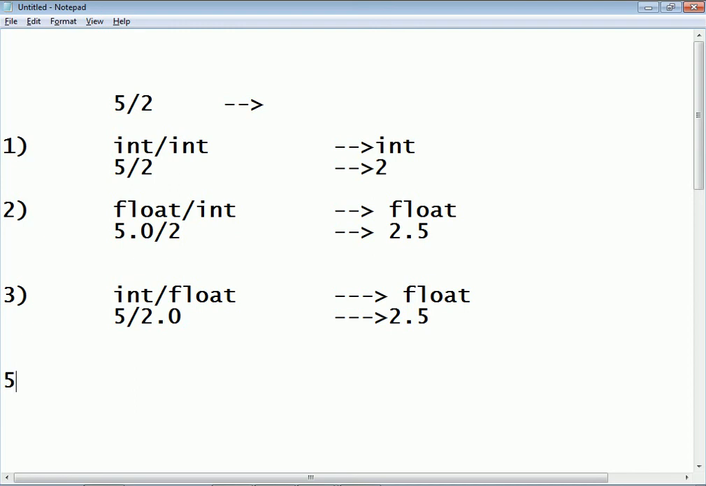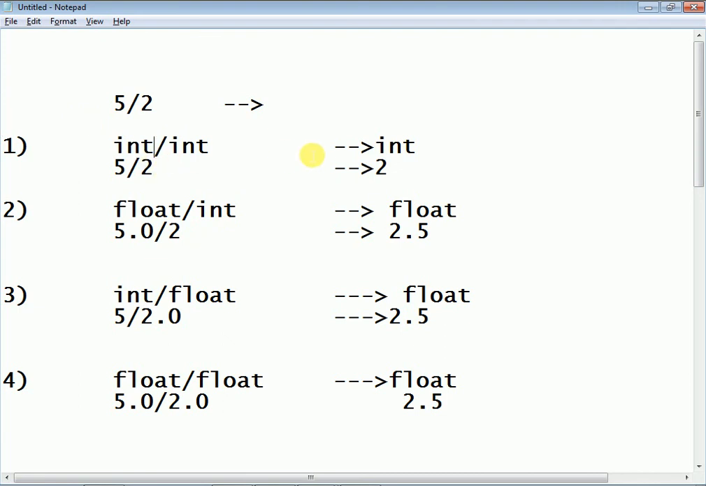Last expression: float by float. Example, if I give 5.0 by 2.0, the answer is float only, so the answer is 2.5. You understood, right? How it works in mathematics is different. In programming, integer by integer is integer, and the remaining ones, float by integer, integer by float, or float by float, are float.